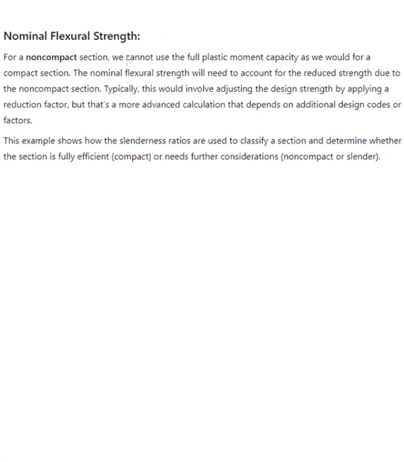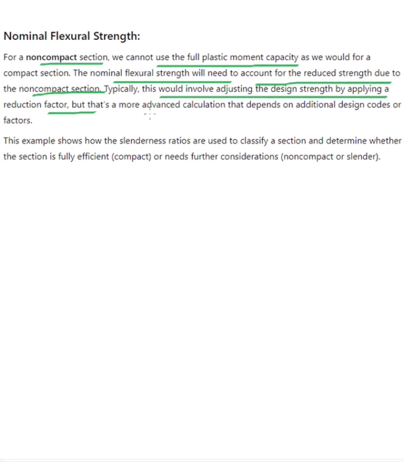Here we can see that for a non-compact section we cannot use the full plastic moment capacity as we would for a compact section. The nominal flexural strength will need to account for the reduced strength due to the non-compact section. Typically this would involve adjusting the design strength by applying a reduction factor. So we will see it in the next example. This example shows how the slenderness ratios are used to classify the section and determine whether the section is fully efficient, compact, or needs further considerations, non-compact or slender.